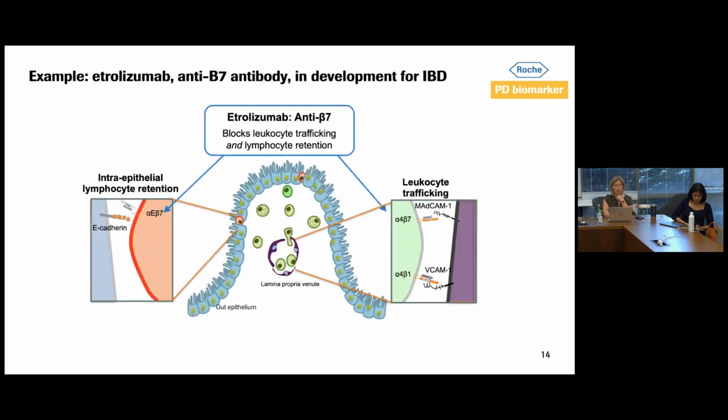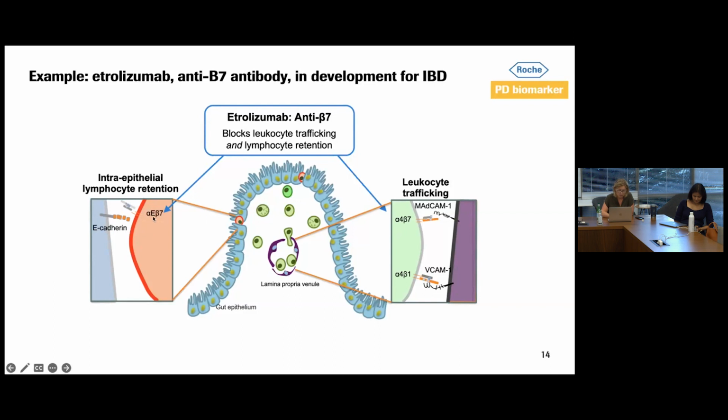Okay, the first example I'm going to describe to you is this anti-beta-7 antibody that was in development for inflammatory bowel disease. We refer to it as etrolizumab. And beta-7 is an integrin that is expressed on lymphocytes, and it binds to its partner E-cadherin in epithelial cells and plays a role in keeping inflammatory cells in the gut. So this is a schematic of the gut with the lymphocytes in the tissue.